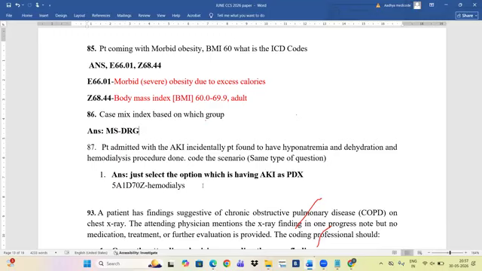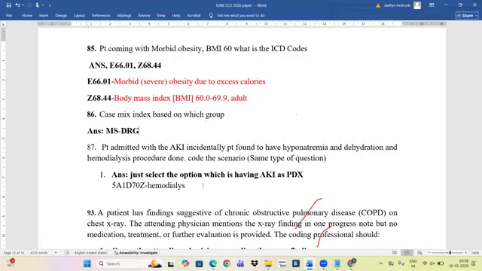Next question. Patient admitted with acute kidney injury. Incidentally, they found the patient has hyponatremia and dehydration. Hemodialysis procedure done. Code the scenario. So here, what is the reason for admission? Acute kidney injury. So acute kidney injury should be the PDX, and they performed the hemodialysis. They did not mention the time, so we need to go with less than 6 hours per day whenever they do not mention the duration.